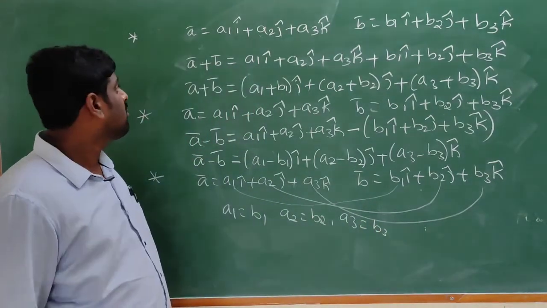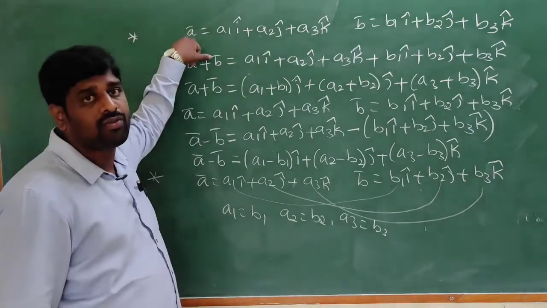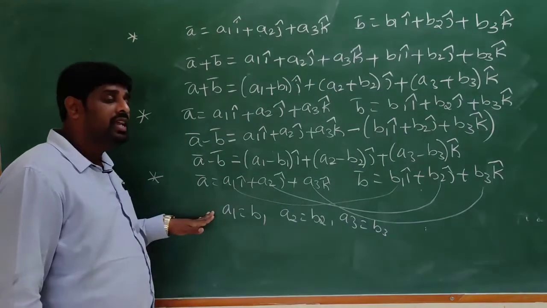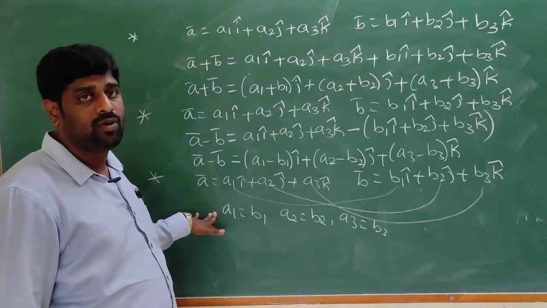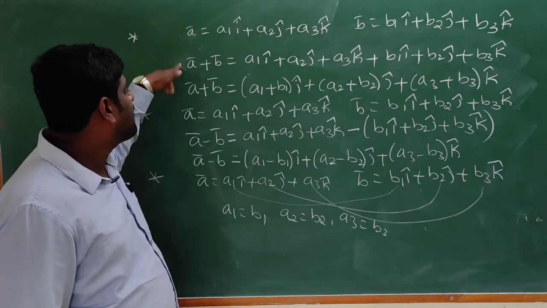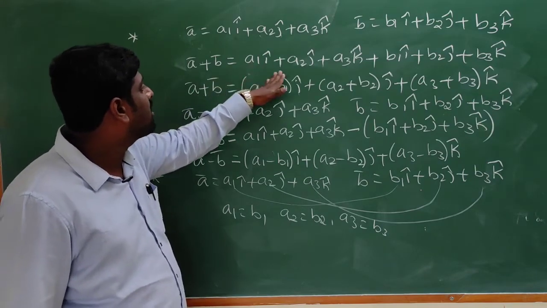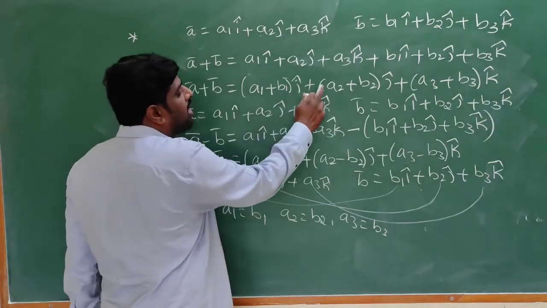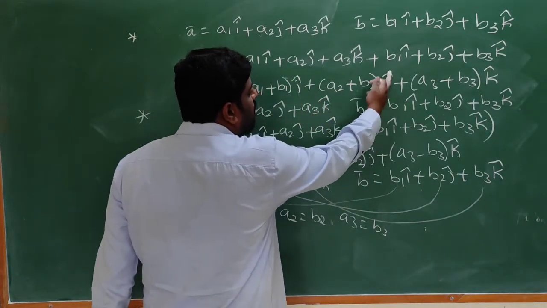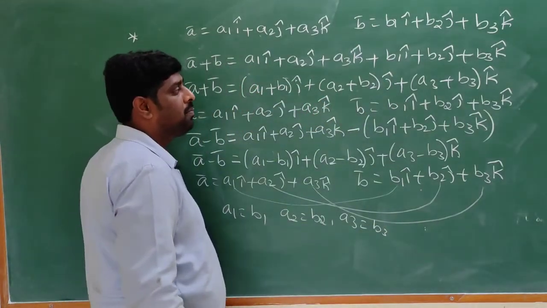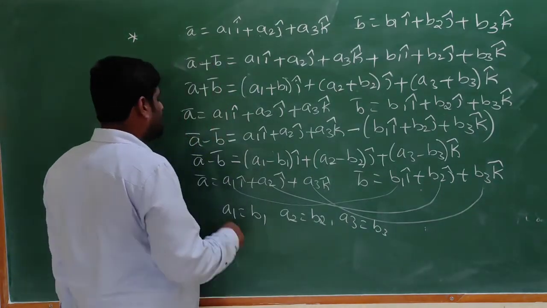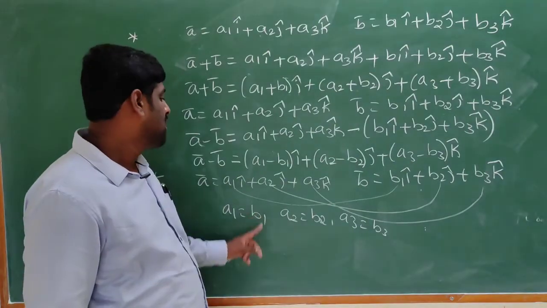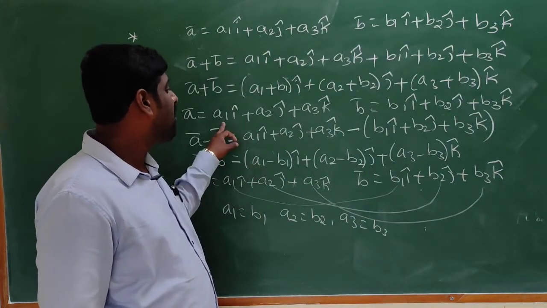Okay, clear? Now this is the resultant of two vectors. This is the difference of two vectors. This is the case when any two vectors are equal. The sum of two vectors can be written by just adding the components of the vectors. That is A1 plus B1 of i cap plus A2 plus B2 of j cap plus A3 plus B3 of k cap. Similarly, for the difference of two vectors, we should subtract the components of the vectors.